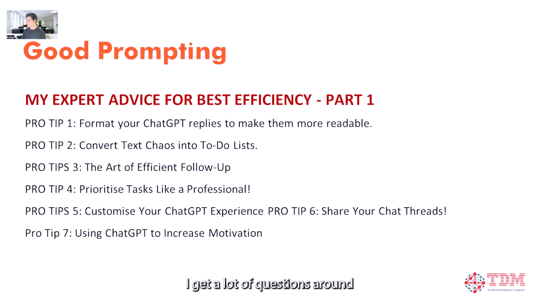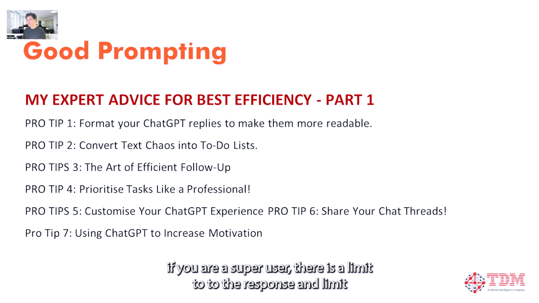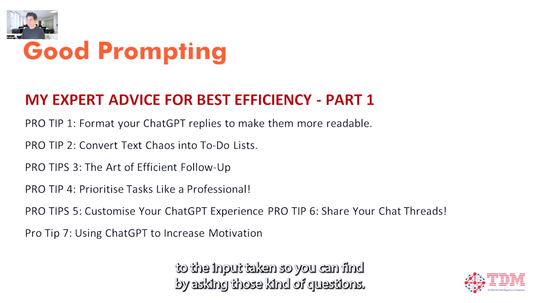I get a lot of questions around how to do efficient prompting. I assembled something quickly a long time ago when I was giving a talk on prompting, but you have to treat it like a personal assistant and give very detailed step-by-step instructions and follow up. Basically, chaining and summarizing. If you are a super user, there is a limit to the response and a limit to the input taken, so you can find out by asking those kinds of questions.